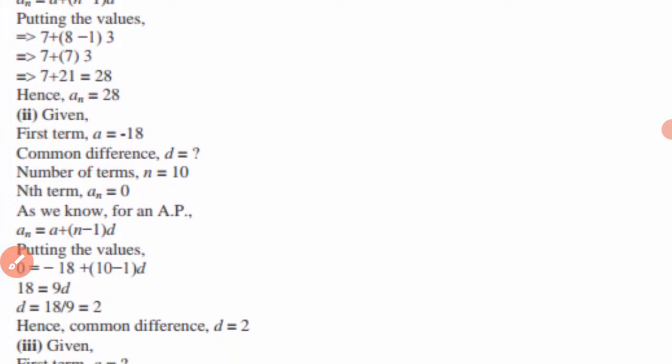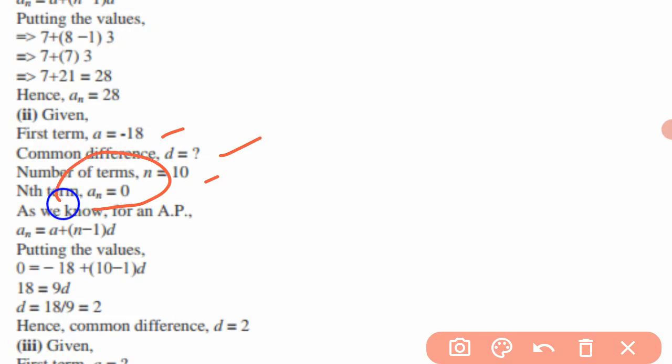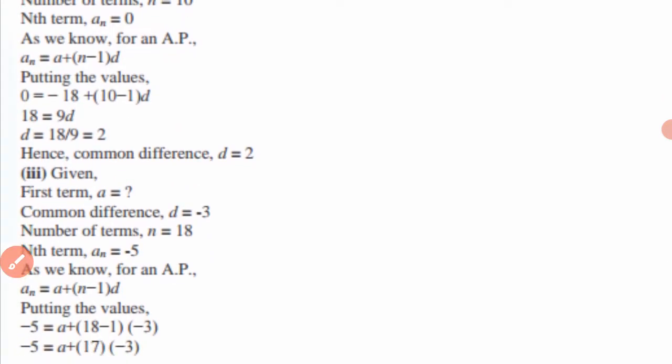Now similarly, in the second case we have a equals minus 18, we have to find the value of d, n equals 10, an equals 0. By putting in the values into an equals a plus (n minus 1) into d, it will be 0 equals minus 18 plus (10 minus 1) into d. So 18 equals 9d. So the value of d will be 18 upon 9. Now similarly you can also try the remaining part of this question.